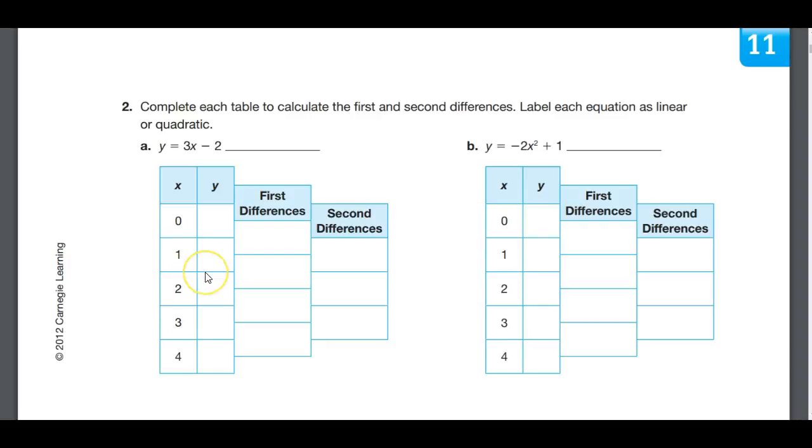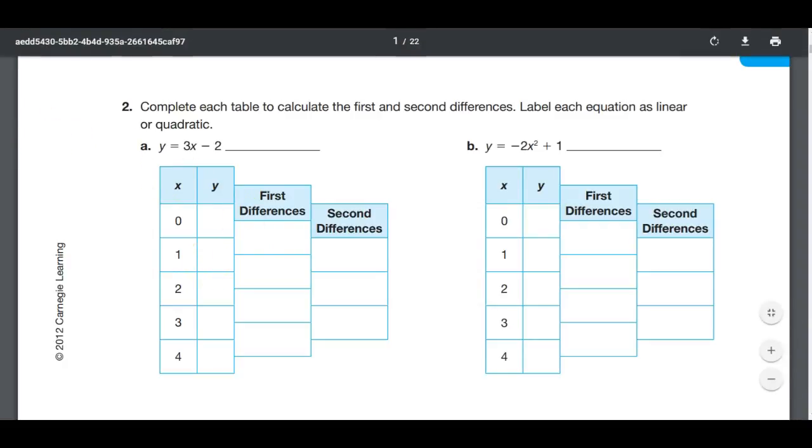And I can go up here and look at what the table says the value of the function is at 0. So here we go. When x is at 0, this would be negative 2. When it is at 1, this would be 1. And this would be 4. And this would be 7. And at 4, the function value is 10. So what are our first differences?